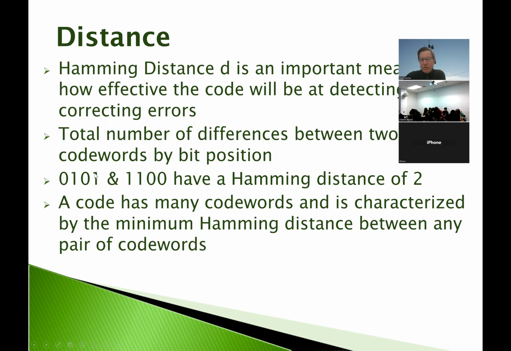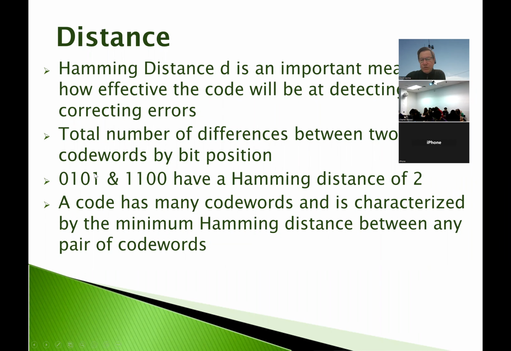Well, if we look at the leftmost digit, there's a difference, so let's count that as 1. We look at the next digit, those are the same, so we don't count that. We look at the third digit, those are the same, so we don't count that. We look at the last digit, those are different, so we count that. So our distance is 2. We had 2 differences within those code words when we look at it bit by bit.